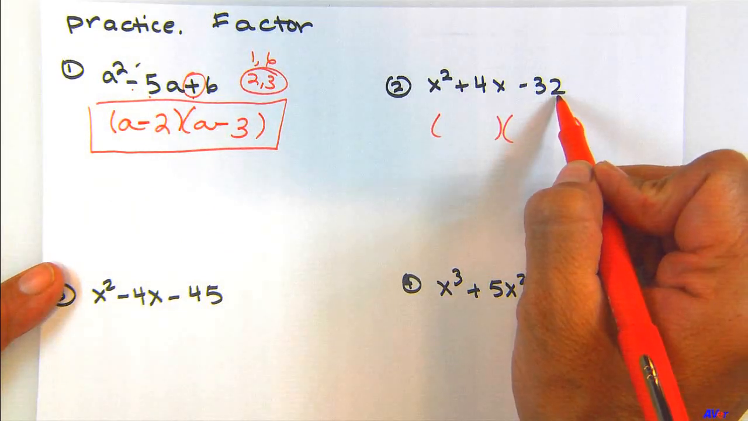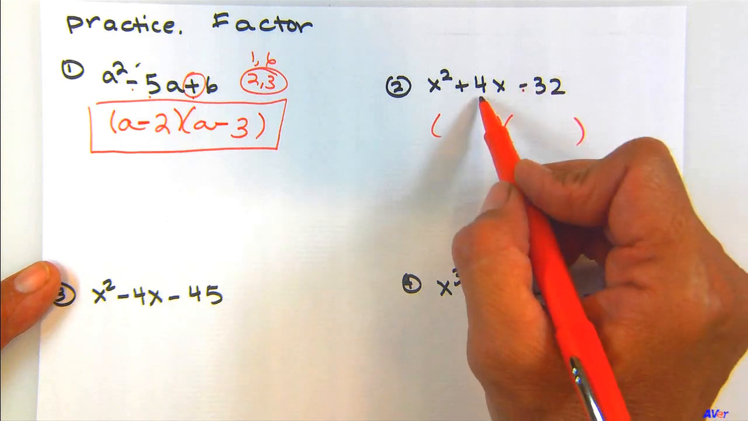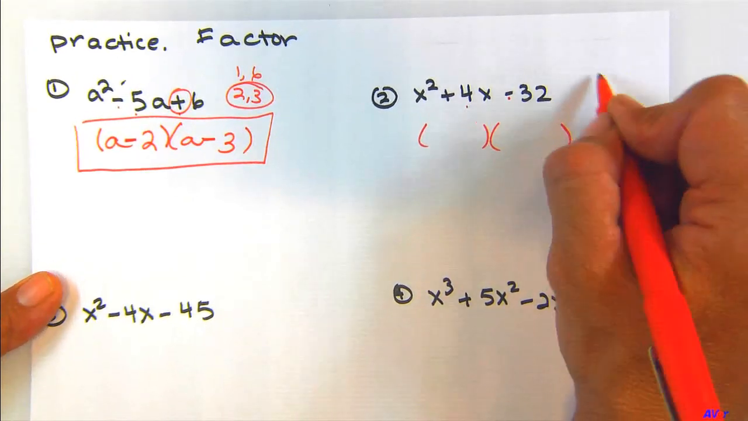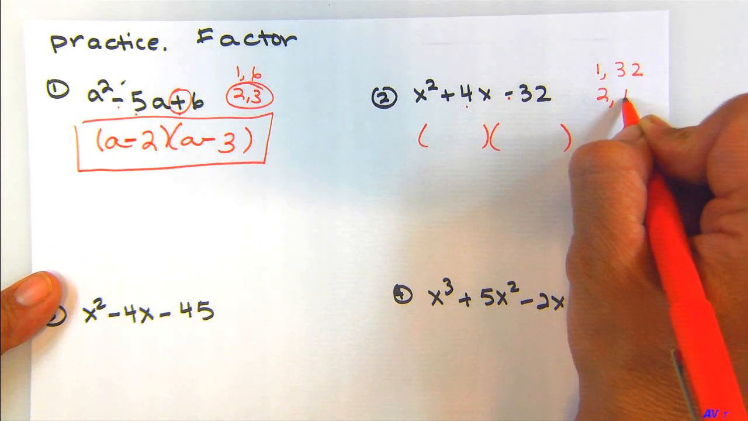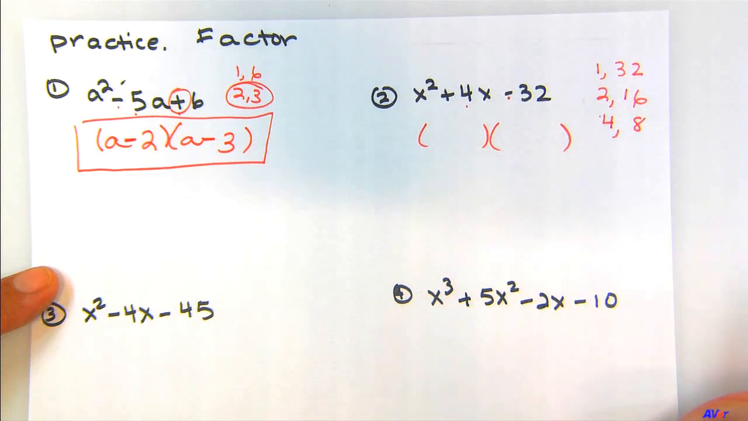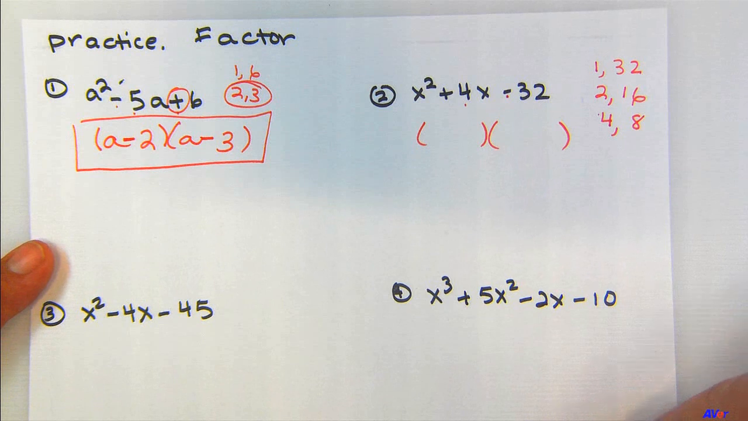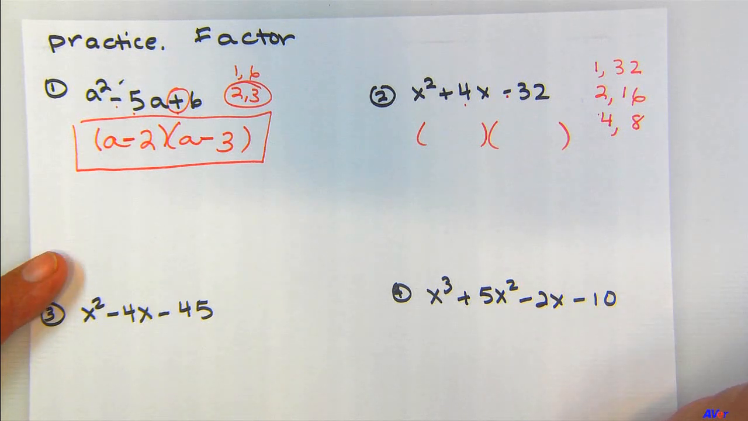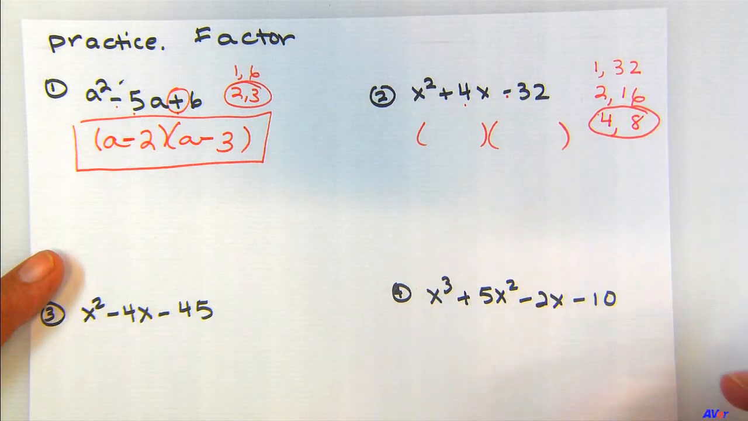Pair of factors of 32 that subtract, because it's negative, to give 4. So factors of 32. And you don't always have to write down all of the pairs, right? If you see the pair off the bat, go for it. I think those are all the pairs of factors of 32. And I want to choose the pair that subtracts to give 4. Looks like this guy here.